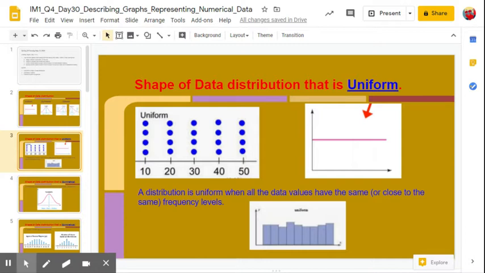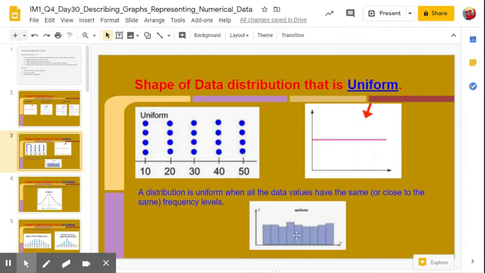So this dot plot's a great example. We have 410s, 420s, 430s, 440s, and 450s. This would be perfectly uniform. And we know that the representation, if you look at the data, is a horizontal line because all the frequency is exactly the same. Now, I did say or close to the same frequency.